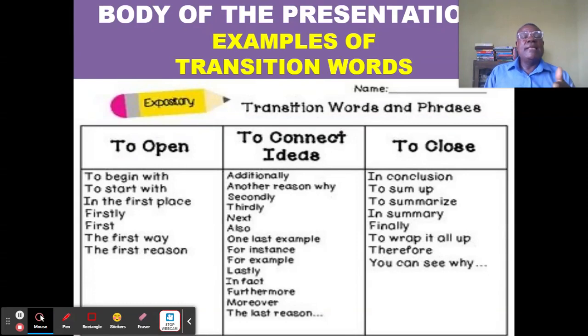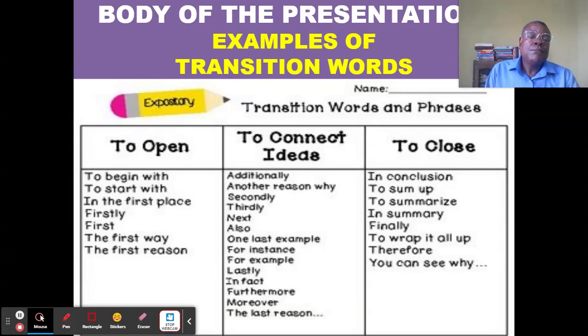Now, to connect ideas from one to the next, you can use these words or phrases. Additionally, another reason why, secondly, thirdly, next, also. One last example, for instance, for example, lastly, in fact, furthermore, moreover, the last reason. So these are all transition words and phrases you can use in moving from one idea or from one section to the other.